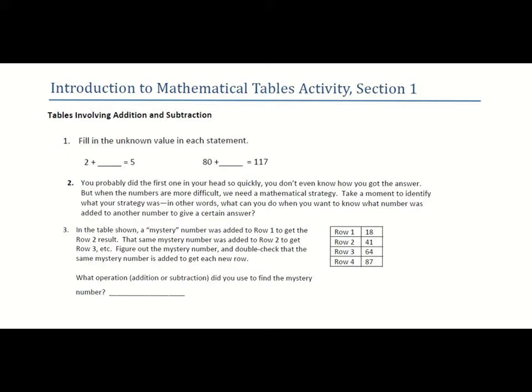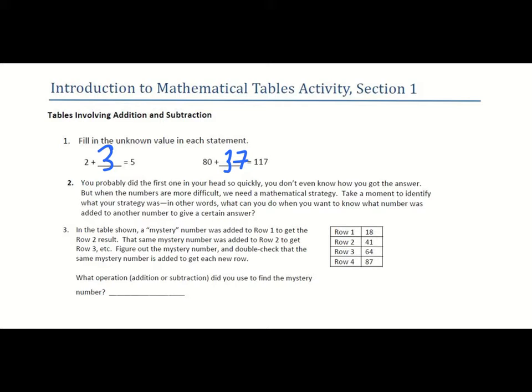So they want you to fill in 2 plus what will give you 5. That in your head you should be able to do quickly: it is 3. And then 80 plus what will give you 117. So you can kind of think 8 plus 3 will give me 11, and then 0 plus 7 will give me 7. So 80 plus 37 will give me 117. And so most of this is probably just mental math.